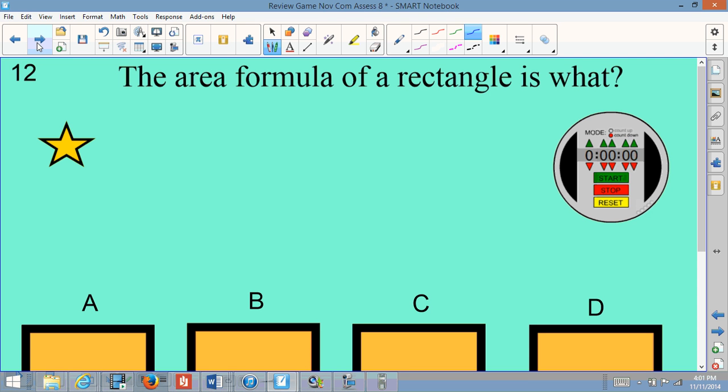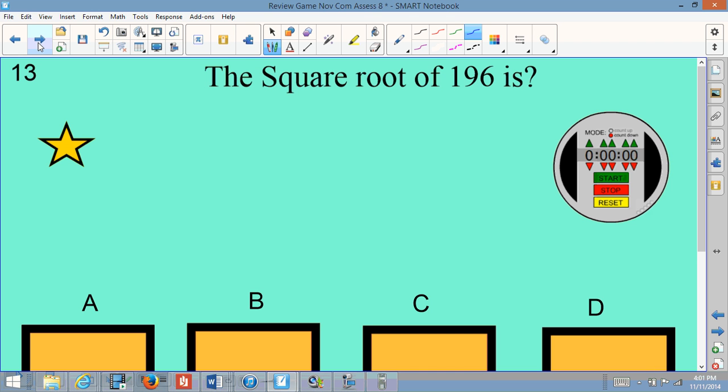Oh, here's something you should know. The formula for the area of a rectangle is what? That's good to know. Square root of 196. Good question.